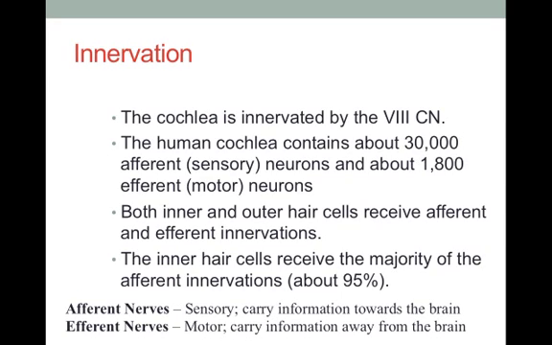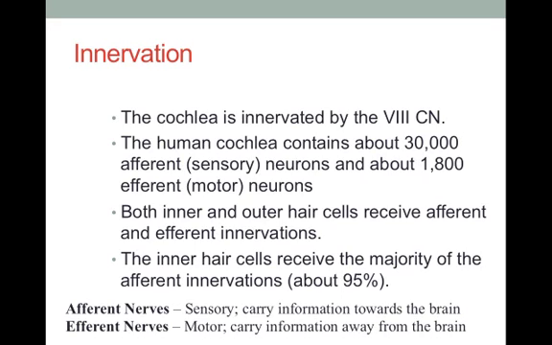Okay, let's talk a little bit about the innervation of the cochlea. The cochlea is innervated by the 8th cranial nerve, the auditory vestibular nerve. For the majority, it's an afferent nerve, or a sensory nerve. In other words, it carries information towards the brain, and that is its main purpose, because the inner ear, for most purposes, is a sensory organ.